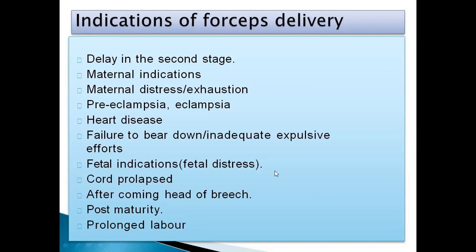Cord prolapse. After coming breech extraction normally, the buttocks and legs have been delivered, the trunk has been delivered, the shoulder has been delivered, then to deliver the head, when we studied breech presentation, in the fourth management step there was forceps extraction also. So that can be used. Post maturity and prolapse. These are the indications.